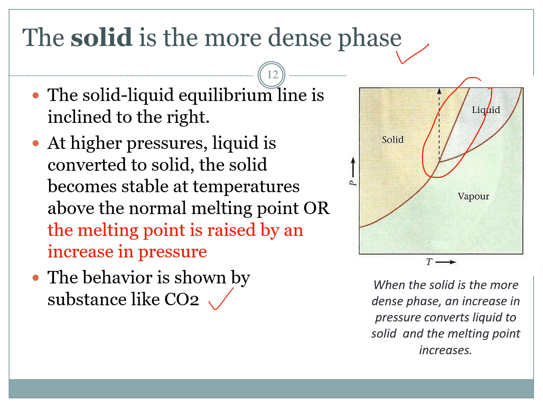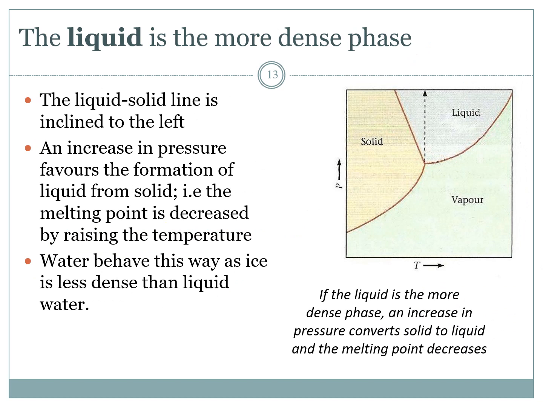So maknanya bila you increase the pressure, it will convert the liquid to the solid. So maksudnya they favor the formation of solid. So when the liquid is the more dense phase, the solid-liquid line is inclined to the left. An increase in pressure converts solid to liquid, maknanya they favor the formation of liquid. So the melting point will be decreased by raising the pressure. Water behaves this way as ice is less dense than liquid water.